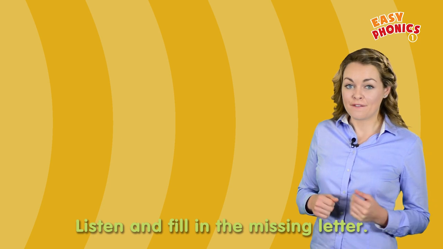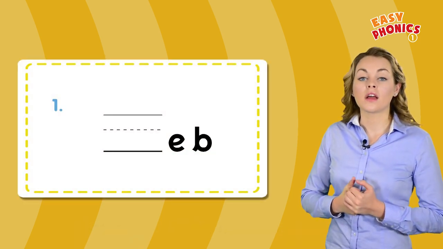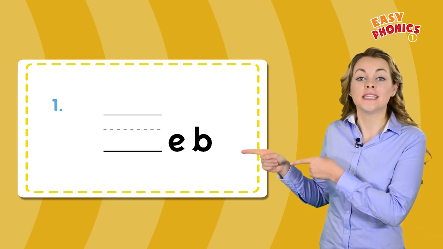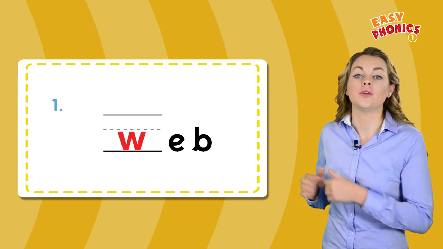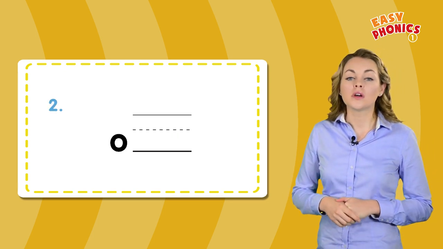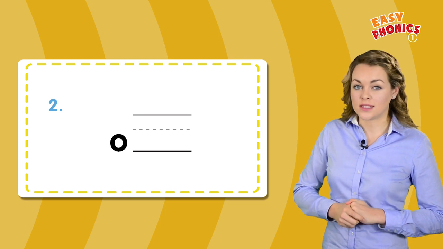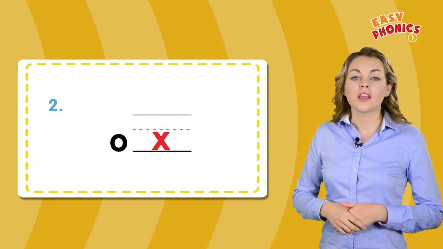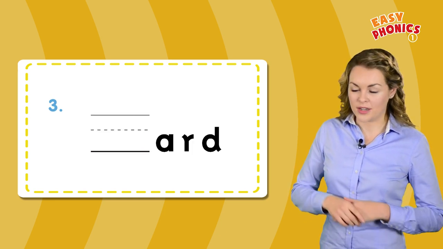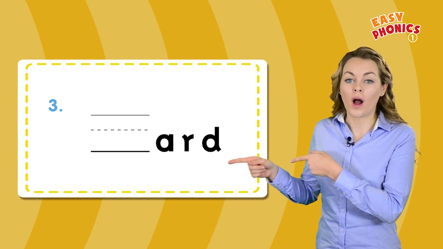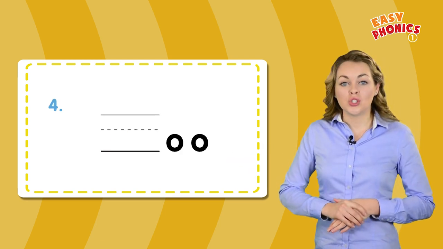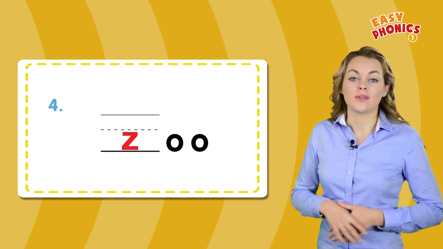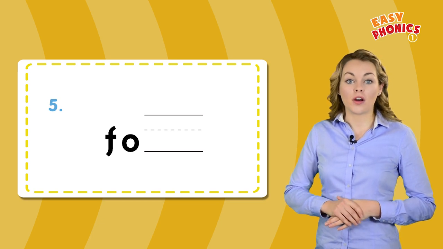Fill in the missing letter for each word. Number one, web, W, web. That's right, it's missing W. Go ahead and write W on the line. Number two, ox. Ox. Ksk. Remember to write this letter. Okay, next, yard. Y, yard. So you have to write letter Y. Number four, zoo. Z, zoo. It's missing letter Z.